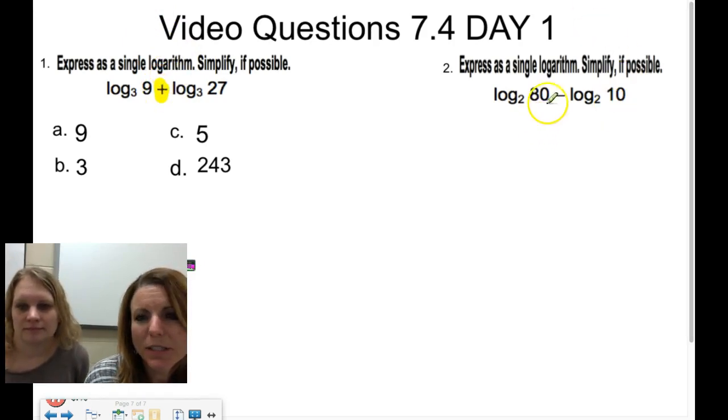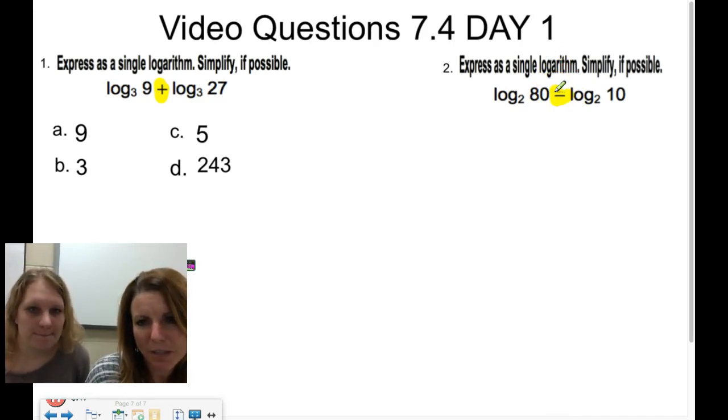And express as a single log. Simplify if possible. We're subtracting, so we divide. And you do have to simplify. You're not going to leave log in your answer. Your answer will not be log.